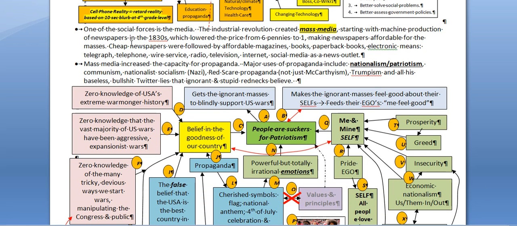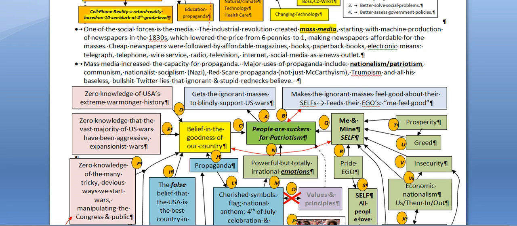Now, one of the social forces is the media. The Industrial Revolution created mass media by applying machine production to printing, making newspapers cheap enough for the masses to buy. That was the penny press, lowering the price from 6 cents to 1 cent, making it affordable to the masses. Cheap newspapers were followed by affordable magazines, books, paperback novels, electronic means of communication like telegraph, telephone, wire service, radio, television, internet, social media, and social media as a news outlet.